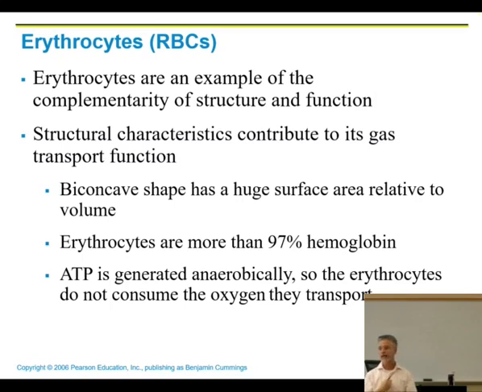So it's the same thing in terms of red blood cells. If they're supposed to be delivering oxygen, if they had mitochondria, they would be consuming oxygen in order to produce their ATP aerobically, because that's what it takes.